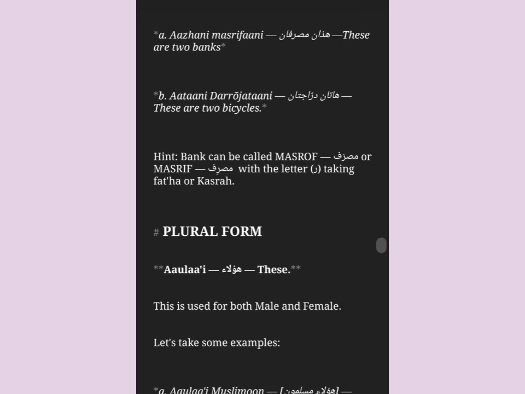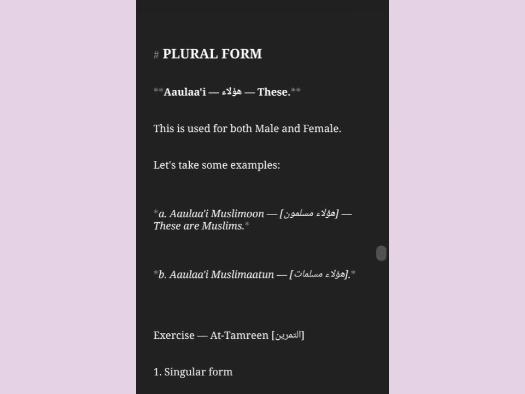Now, let's look at the plural form. For the plural, we have هؤلاء. This is a plural form for both masculine and feminine. These, for both masculine and feminine.